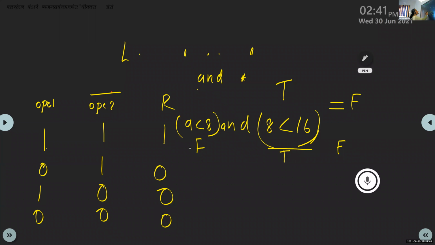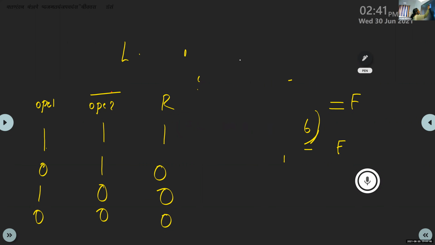So the logical AND operator is almost like multiplication. The AND operator is used for comparing two relational expressions. If both the operands are true, then only the result is true. If any of the operands is false, then the result is false. It's just like multiplication. So I will explain another question.